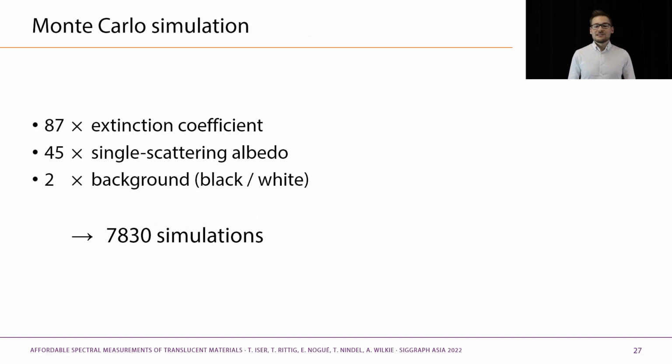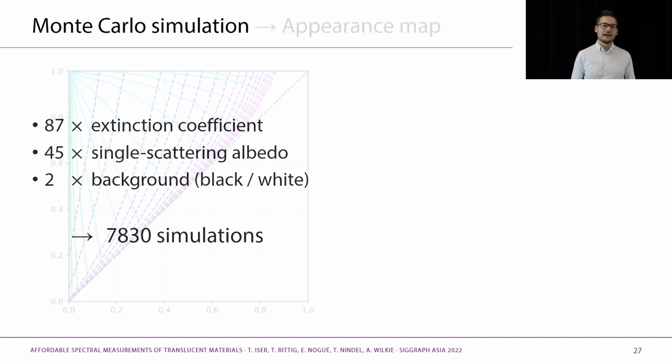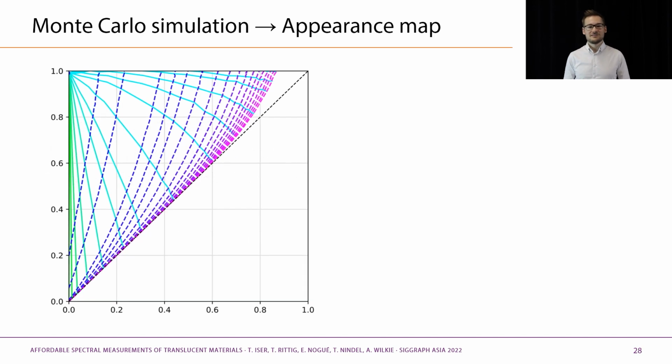At this point, we decided to simulate this scenario on a computer using Monte Carlo. The goal was to try different optical properties to check if we could see some pattern in the light's behavior. We initially ran about 8,000 simulations, which took a couple of hours on a dual CPU computer. And we were positively surprised by the result. We decided to call this the appearance map.